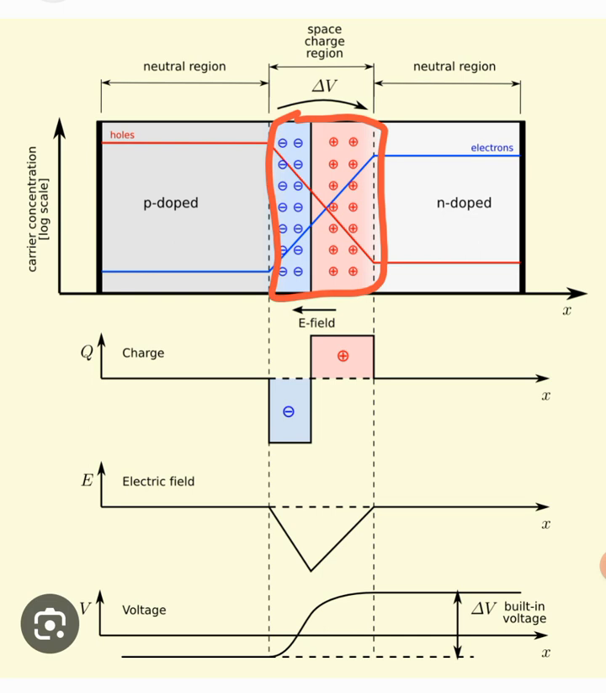So there is a built-in voltage because these red symbols are called positive ions, and these blue symbols are called negative ions, and this region is called the space charge region, and this forms a built-in potential or built-in voltage across the PN junction. It is also called delta V.